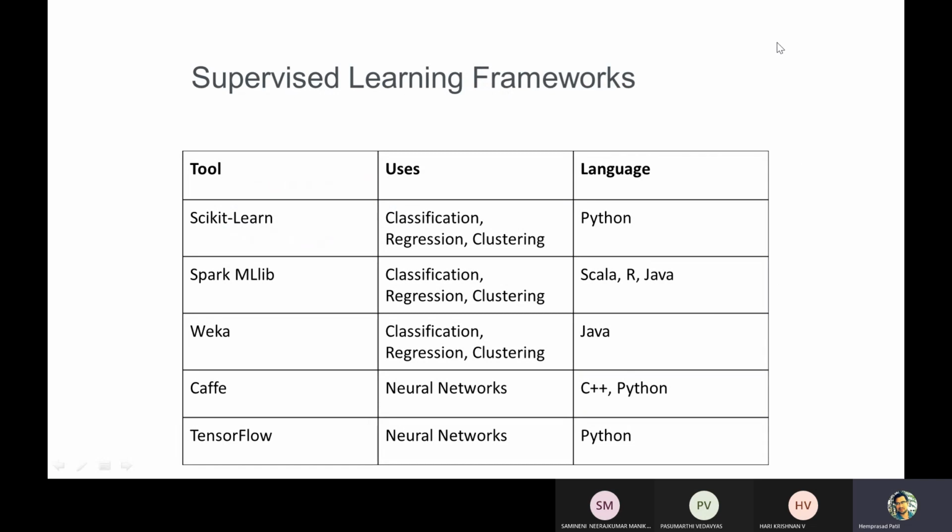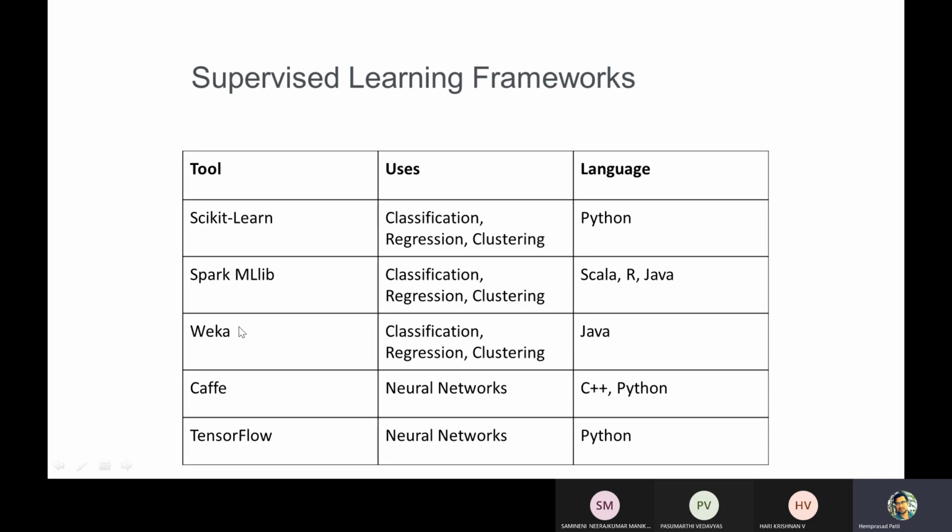Then these are some of the popular tools used for performing supervised learning. So scikit-learn is the most popular tool. It is used for classification, regression, and clustering, and it uses Python as a programming language. It is the most popular. Next is Spark MLlib. Here we can perform classification, regression, clustering, but for those people who are more comfortable with Java programming or languages like Scala and R, they can use this particular tool.